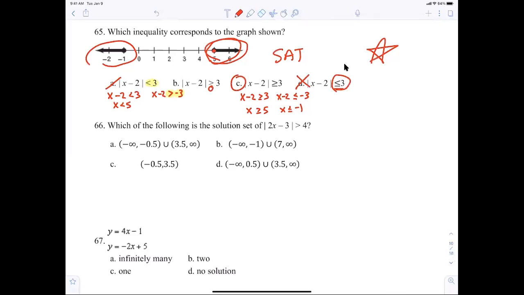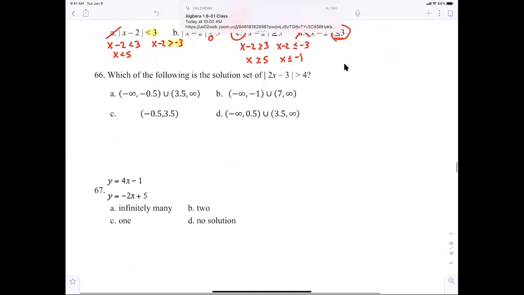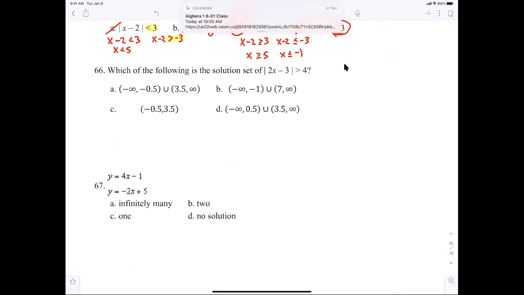All right. Last one for today, 66. Here we go. Now, again, we're just going to rewrite it. 2x minus 3 is greater than 4. 2x minus 3 is less than negative 4. Adding 3 to both sides, 2x is greater than 7. Dividing by 2, x is greater than 7 halves. And 7 halves is 3.5.